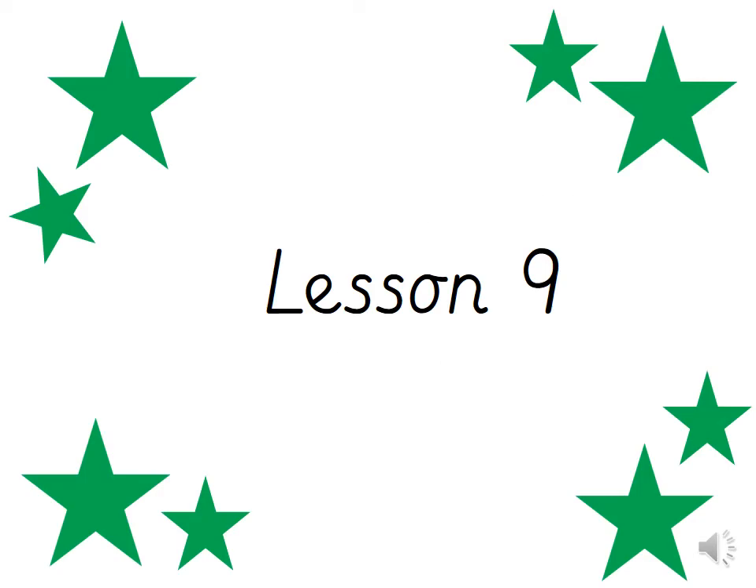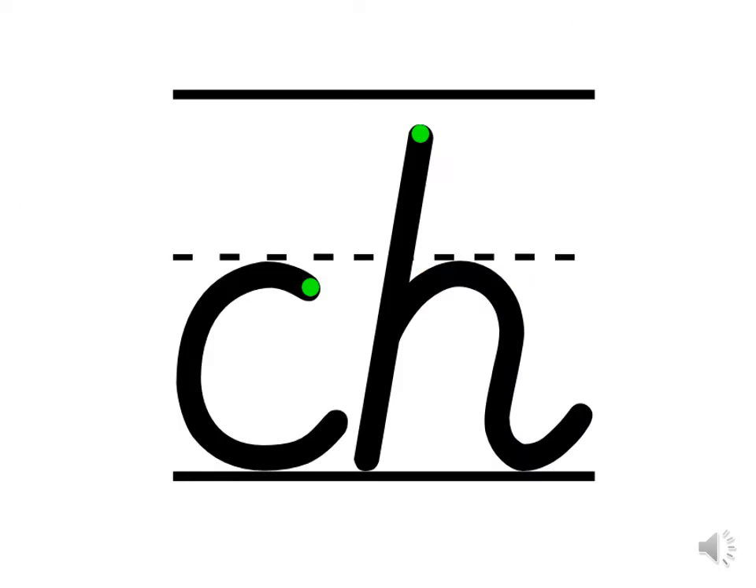This is lesson 9. We are going to be mastering another phase 3 sound. I wonder what it will be. It's the letter C and H which together make the digraph CH. Can you practice saying the phoneme CH?